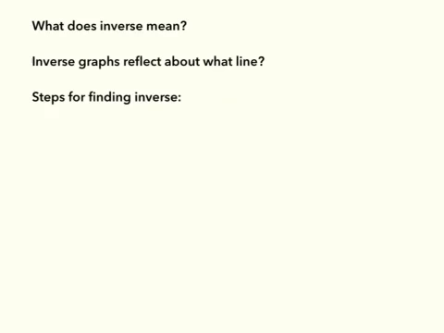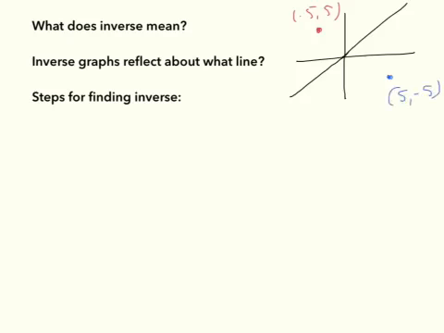Let's get started. Remember that an inverse is a function that's reflected over the y equals x line, which is my diagonal line. So if I had a point (-5, 5), then my inverse point would be (5, -5). We switched our x and y's. We just switched these points, and you can see on the graph that it is a reflection over this diagonal y equals x line.